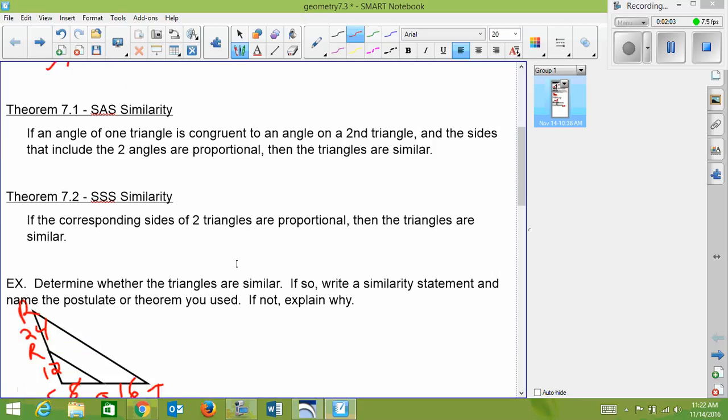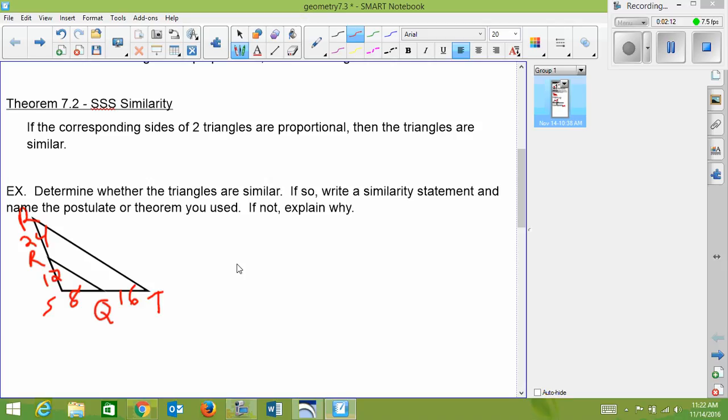SSS: if corresponding sides of two triangles are proportional, we're talking all three sets of corresponding sides are proportional, then the triangles are similar. For my example, determine whether the triangles are similar. If so, write a similarity statement and name the postulate or theorem that you use, and if not, explain why.